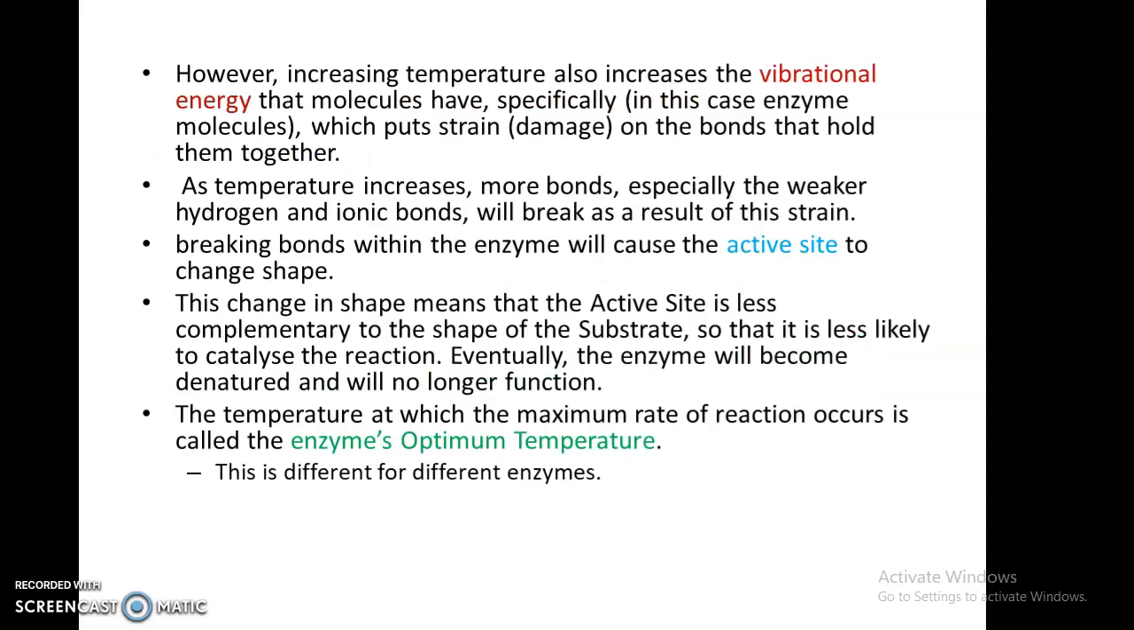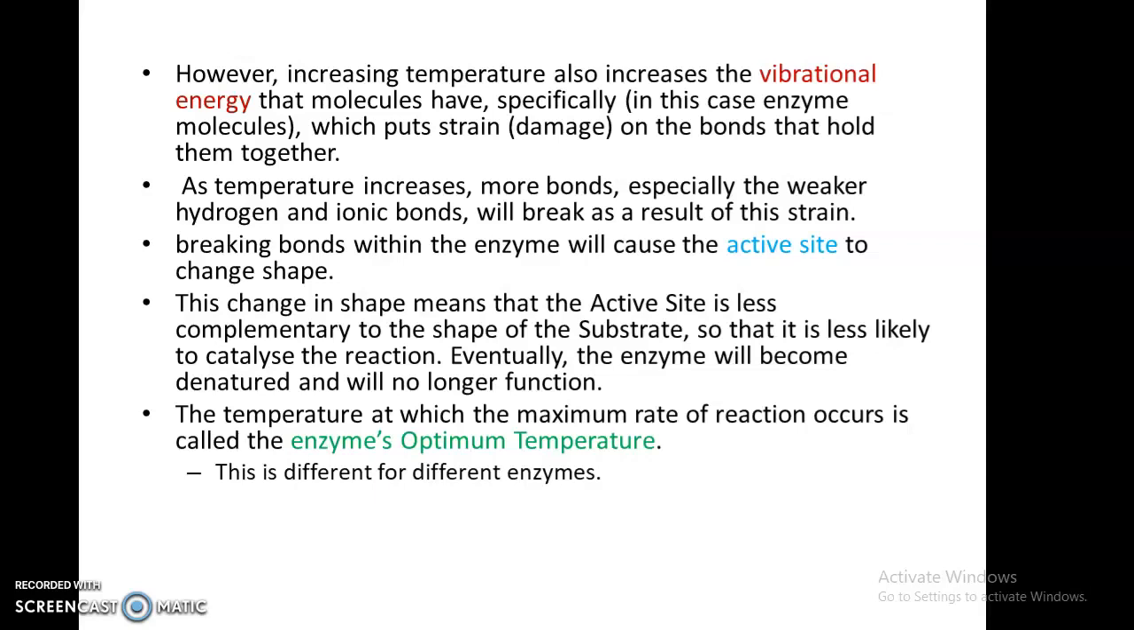However, increasing temperature also increases the vibrational energy that molecules have, specifically in this case enzyme molecules, which puts strain or damage on the bonds that hold them together. As temperature increases, more bonds, especially the weaker hydrogen and ionic bonds, will break as a result of this strain. Breaking bonds within the enzyme will cause the active site to change shape.